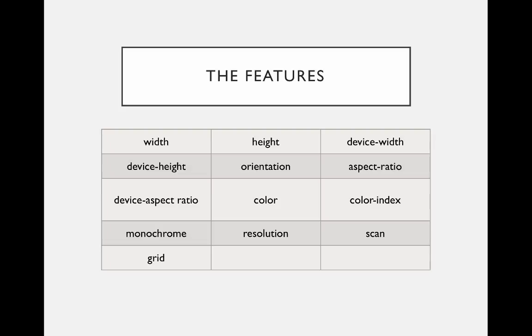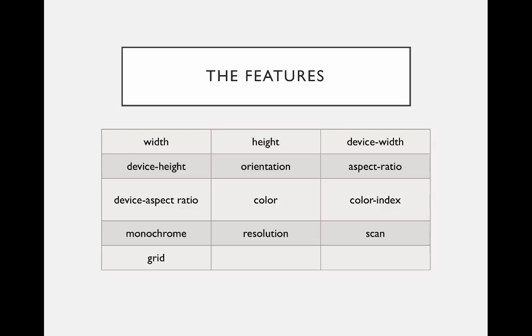Other features that you can include within the query are height, device width, device height, orientation. Orientation is a really important one. Orientation indicates whether it's being held in portrait or landscape. Aspect ratio, so is it 3:4, which is the traditional older televisions, or is it 16:9, or is it a particular aspect ratio for a given device? The color of the device, the resolution of the screen, and more.